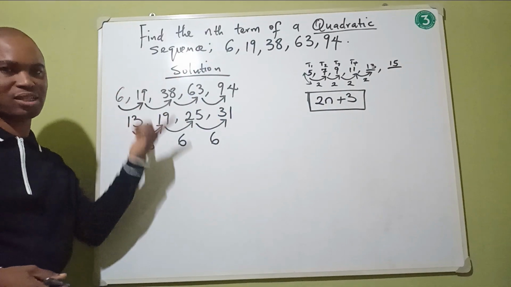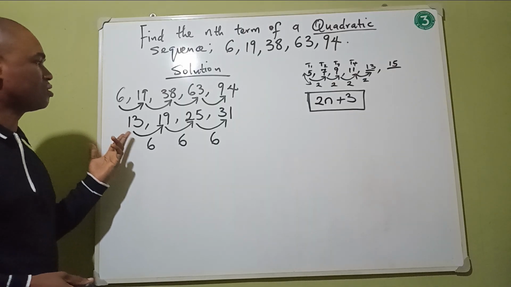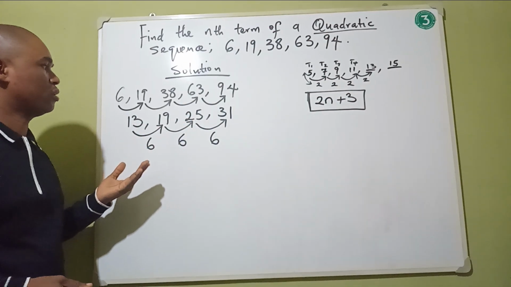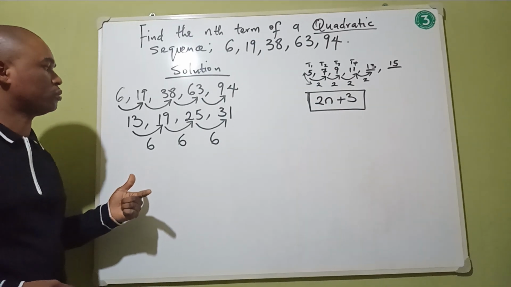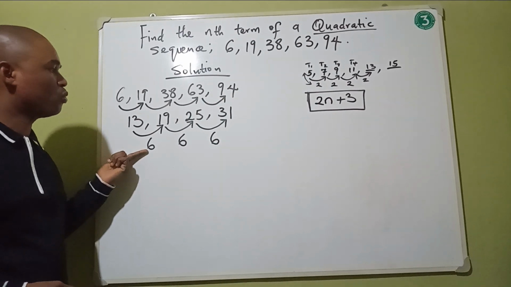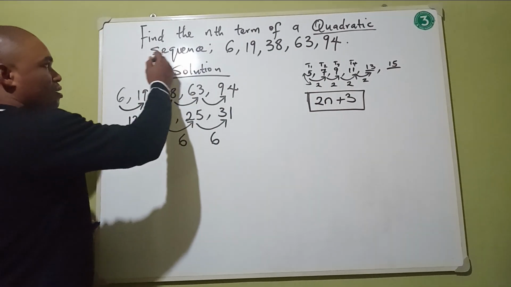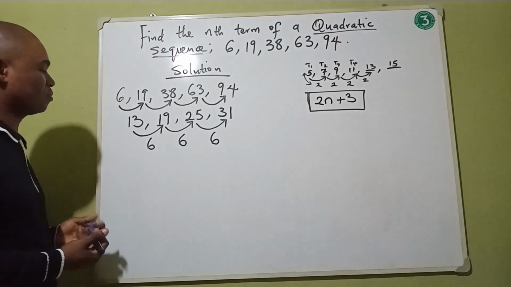A quadratic sequence. Now, if you perform your first difference and you notice that it's not constant, that is, the difference is not the same all through, then you perform the second one. Now, with this second one, it is constant. That makes it a what? A quadratic sequence. Now, how do we get the nth term for this?